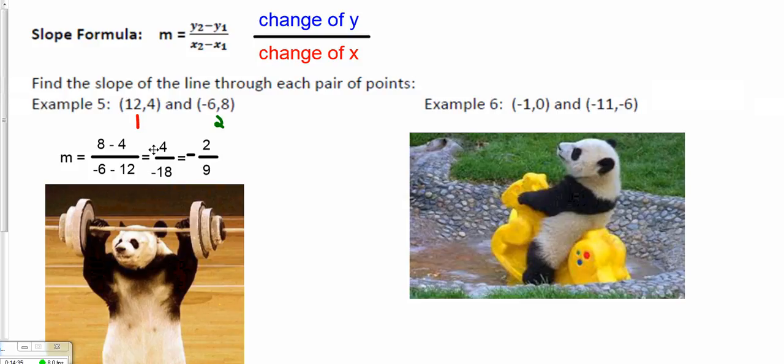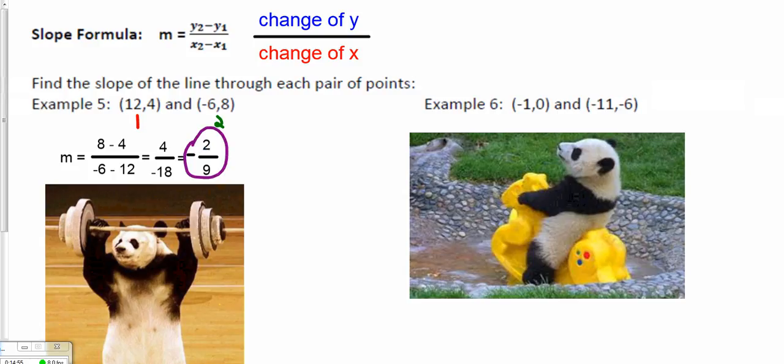Because we have a positive here and a negative here, the whole thing is considered a negative number. So we would say our slope is -2/9. This means as we're going from this point to this point, the line that they are on is moving downwards from left to right. We know it's down because it's a negative.